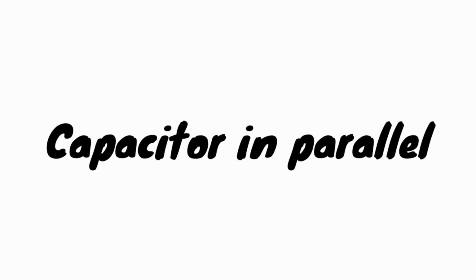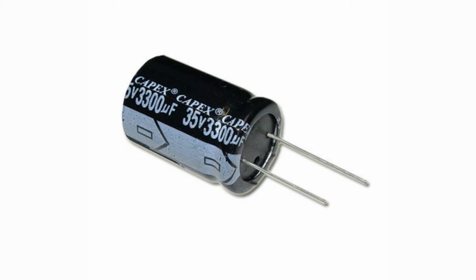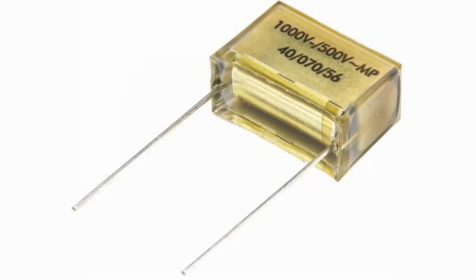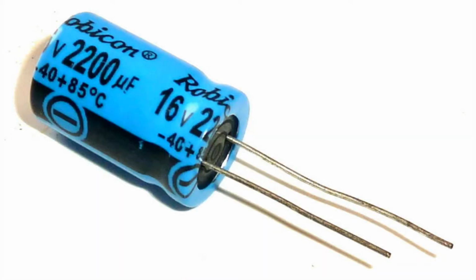In this video I am going to discuss capacitors in parallel combination. A capacitor is a two-terminal electrical component. Along with resistors and inductors, they are one of the most fundamental passive components we use. I already discussed capacitors in my previous video. You can find the link in the description.